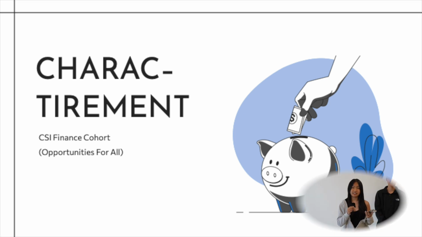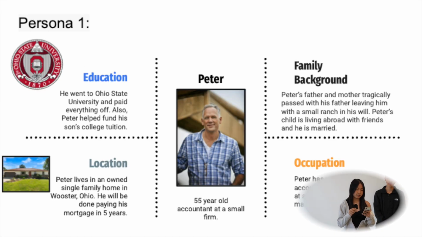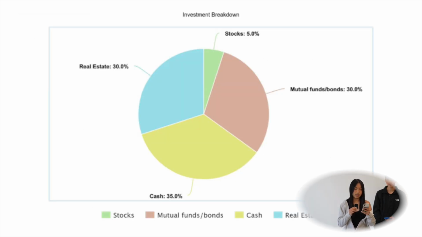Hi, my name is Alexis Liu, and I'm part of the finance cohort at OFA. Our first persona is Peter, and he's a 55-year-old upper-class accountant at a small firm. He lives and owns a single-family home in Wooster, Ohio, and he went to Ohio State University. He has been an accountant for 18 years at a small firm and makes $75,000 a year. His investment breakdown is 5% stocks, 30% mutual funds, 35% cash, and 30% real estate.